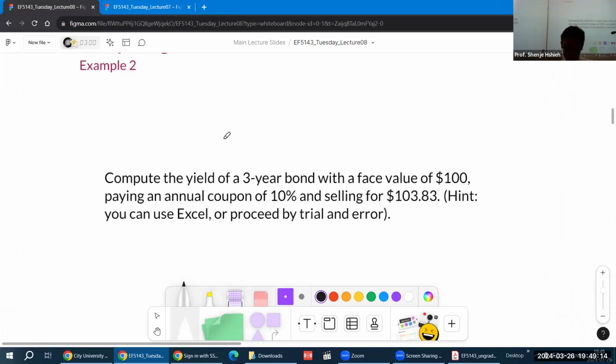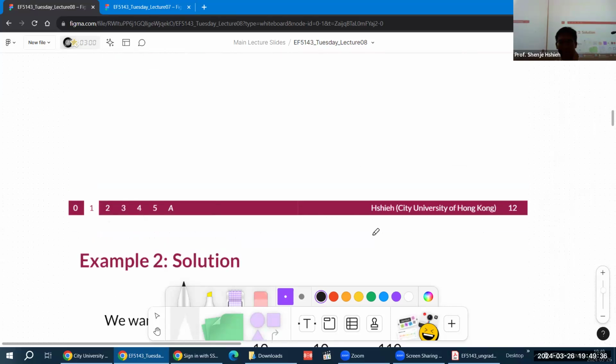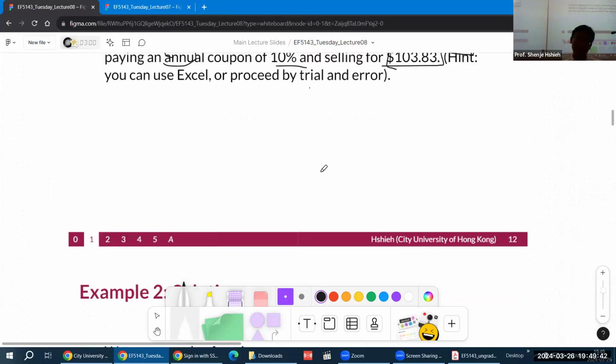All right, so maybe a simple exercise. Let's compute the yield of a 3-year bond with face value of $100. So we know the principal, it's $100. There's a coupon rate of 10%, and it's annual, so you're just dividing by 1. And it's currently priced at $103.83. You should use Excel.